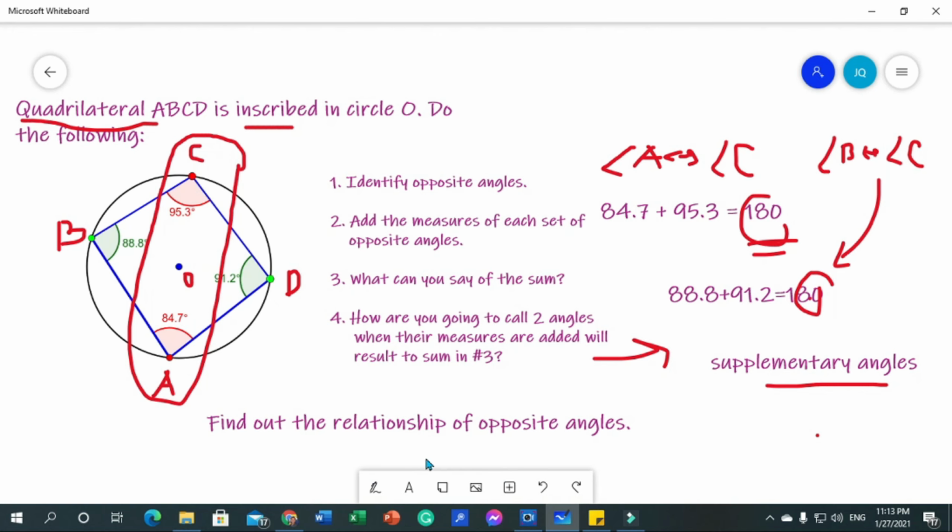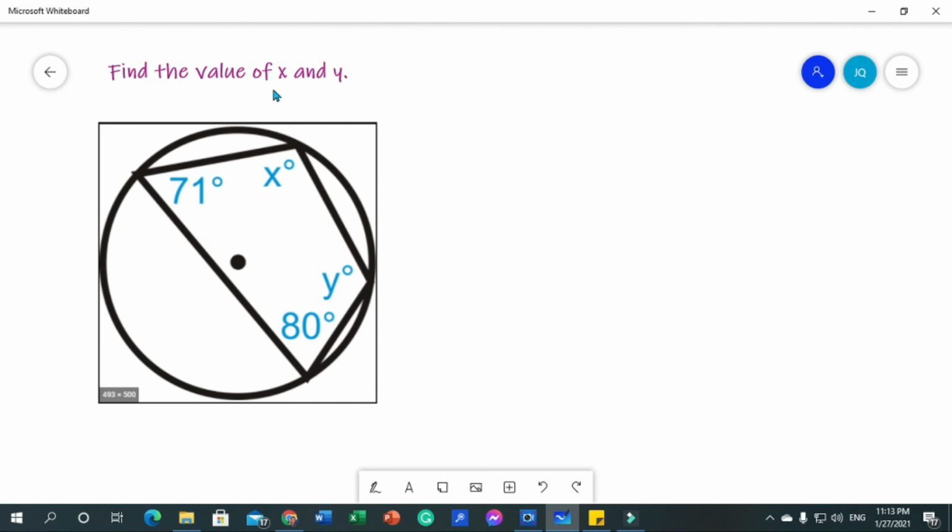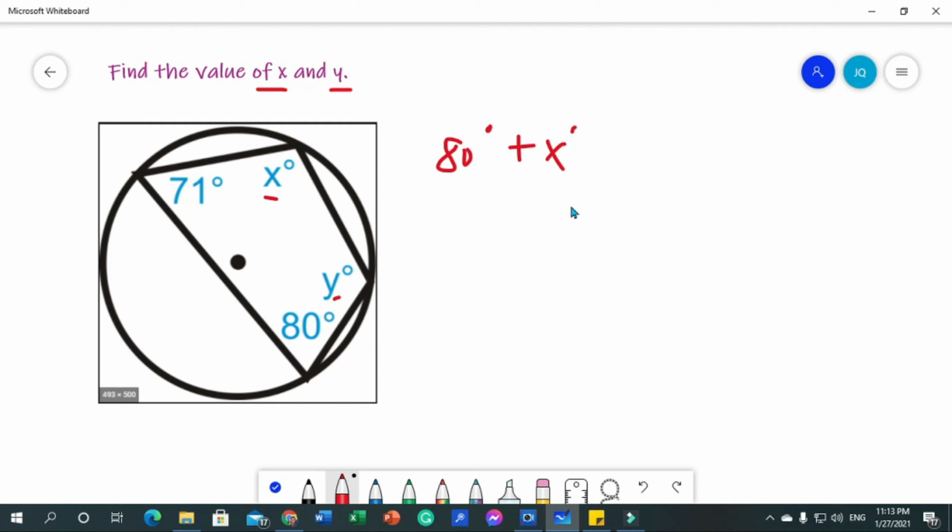Let's try to apply this learning in our next activity. Find the value of x and y. As you can see, this figure is a quadrilateral because it has four sides and it is inside the circle, and we are given 71 degrees and 80 degrees. We are going to find the value of x and y. First, we identify the opposite angles: the 80 degrees and the x degrees, and the 71 degrees and the y degrees.